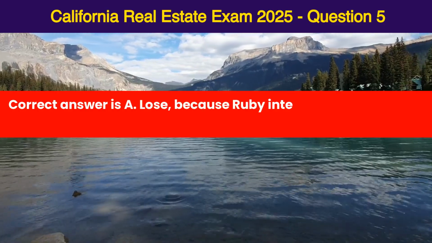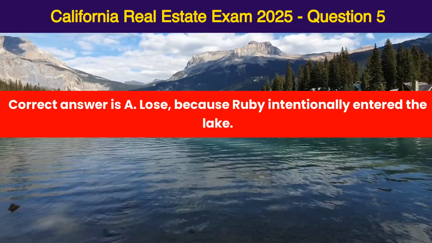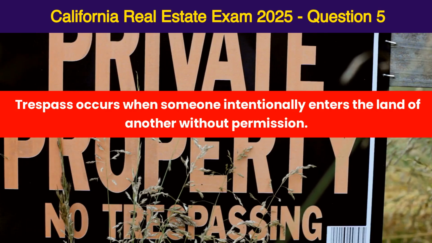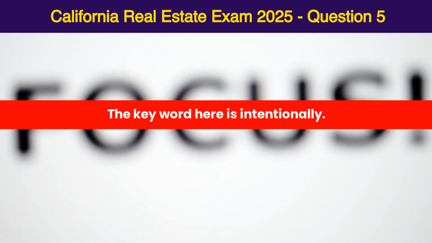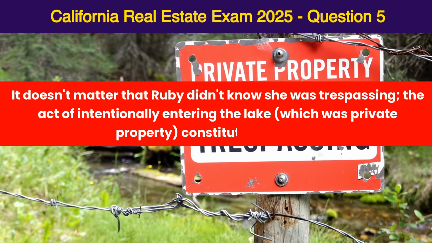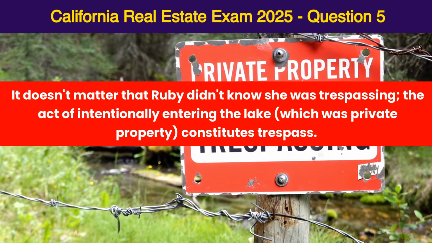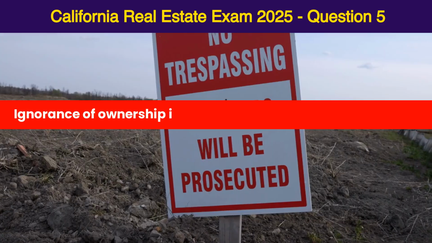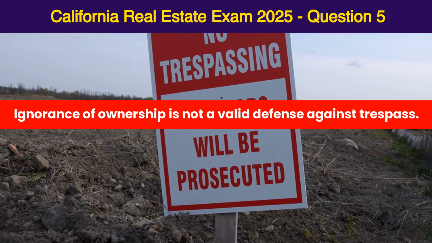Correct answer is A. Lose because Ruby intentionally entered the lake. Trespass occurs when someone intentionally enters the land of another without permission. The key word here is intentionally. It doesn't matter that Ruby didn't know she was trespassing. The act of intentionally entering the lake, which was private property, constitutes trespass. Ignorance of ownership is not a valid defense against trespass.